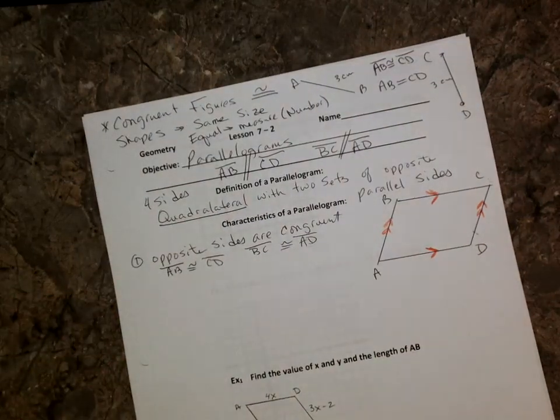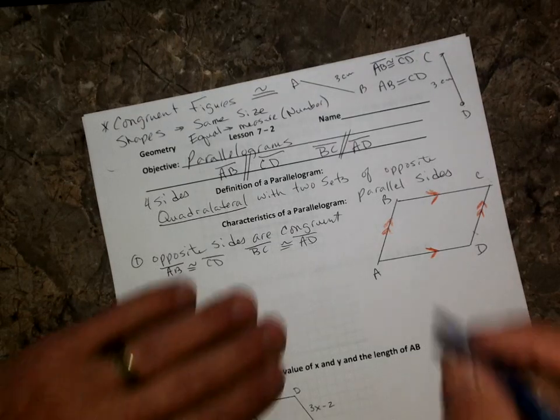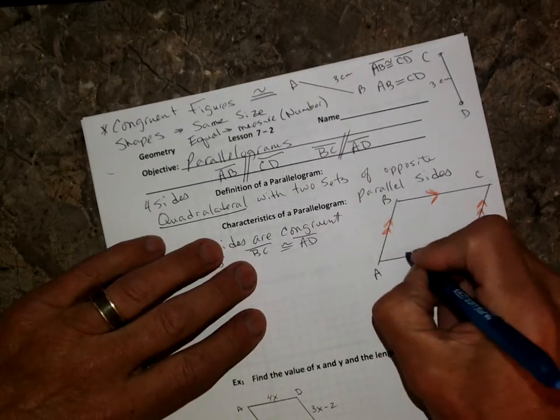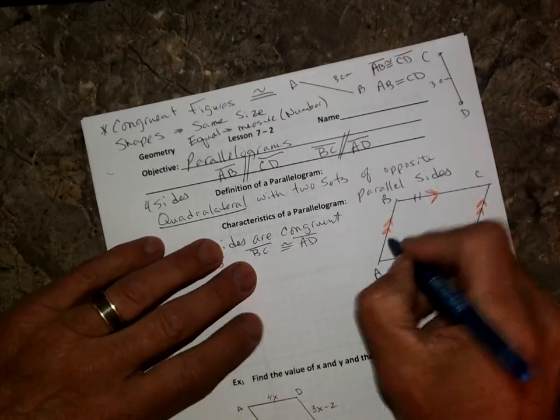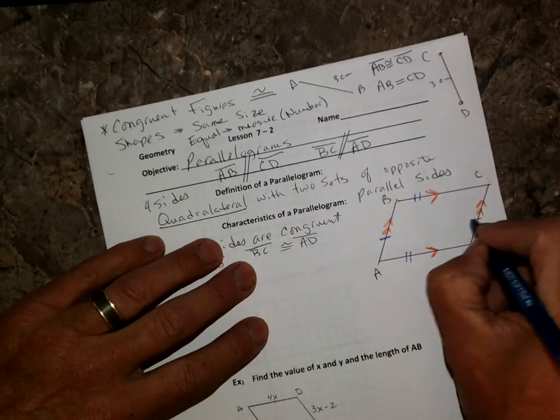Now let's mark it. I like to mark my figures, so I'm going to take my pen. I'm going to say that this side here is equal to this side here, and this side here is equal to this side here. I like to use my little symbols.